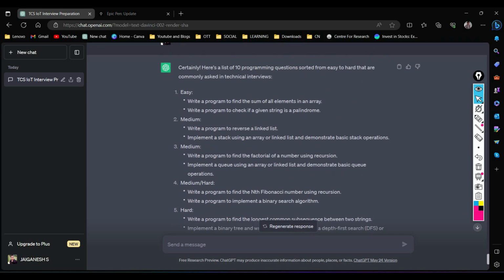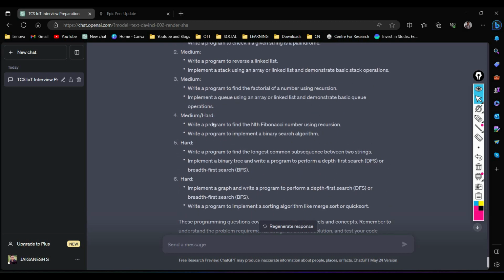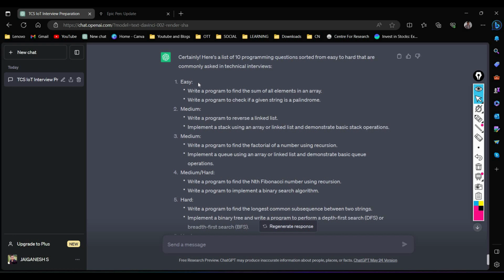So here it has given me 10 questions. You can see that it has categorized two questions under easy, two questions under medium, four questions under medium to hard, and finally, this is the hard question. So here you have 10 questions to start off with, where you can soil your hands in solving these problems.